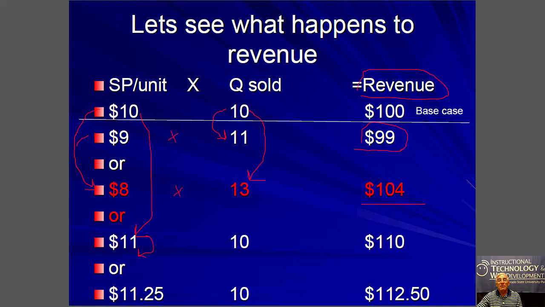Let's pretend quantity sold goes from 10 and stays at 10. In other words, the quantity sold didn't change at all. Let's get our revenue. 11 times 10 is $110. So at this point, is it better to have a 20% off sale or a 10% price increase?